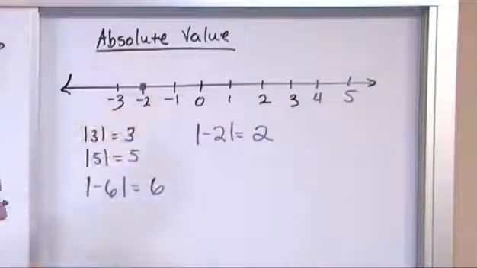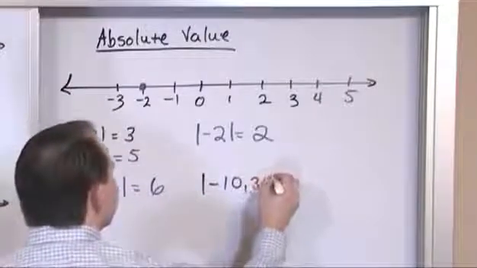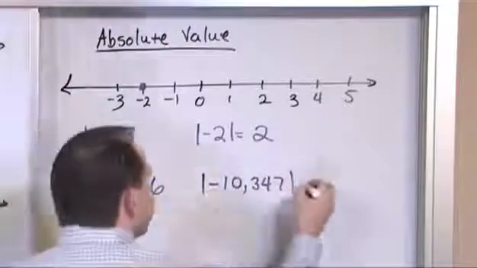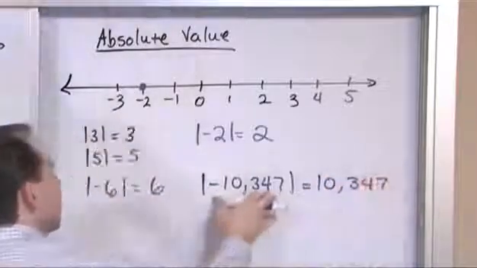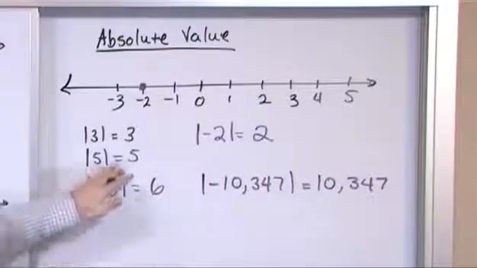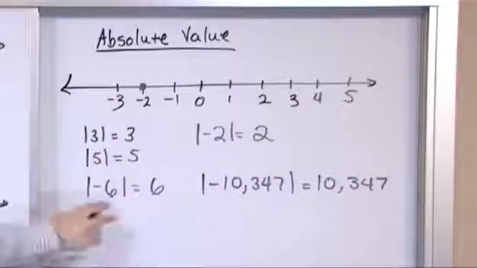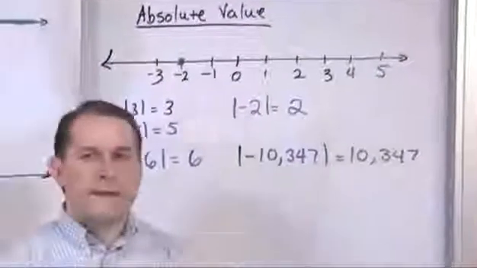That's all you're doing. Practically speaking, all you have to do, if you have an absolute value of negative 10,347, is just going to be 10,347. Whatever you have on the inside is what you write down as the absolute value. No matter if it's a positive number, the absolute value is positive. If it's a negative number, the absolute value is positive.